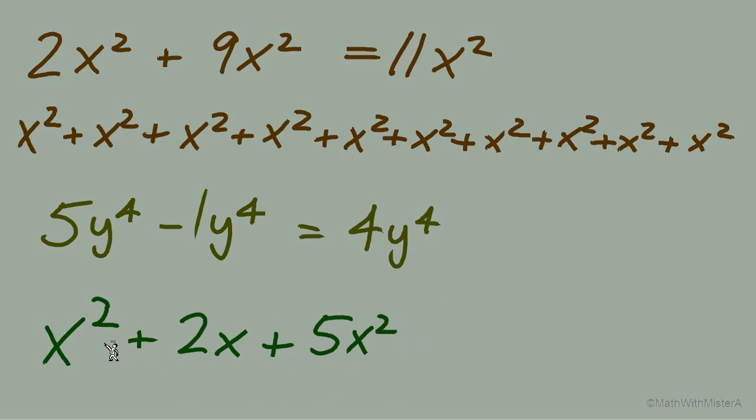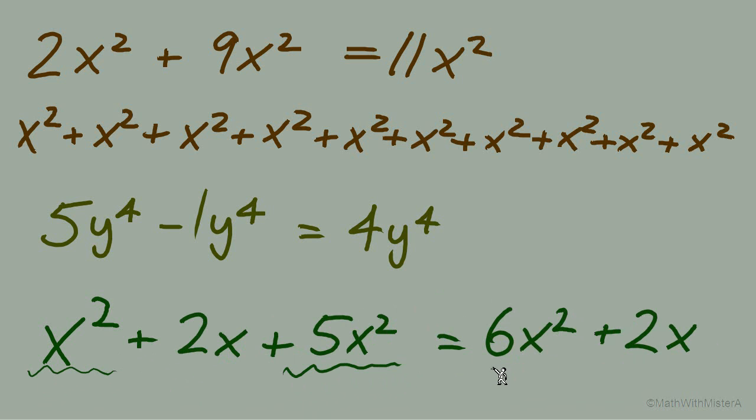In this case, we can only combine x squared plus 5x squared, those two together to give us 6x squared, but the 2x cannot be combined. It stays as a separate term. So simplified, it would be 6x squared plus 2x. The terms that have an x squared compared to the term that has an x are considered to be different terms. They cannot be combined with addition.